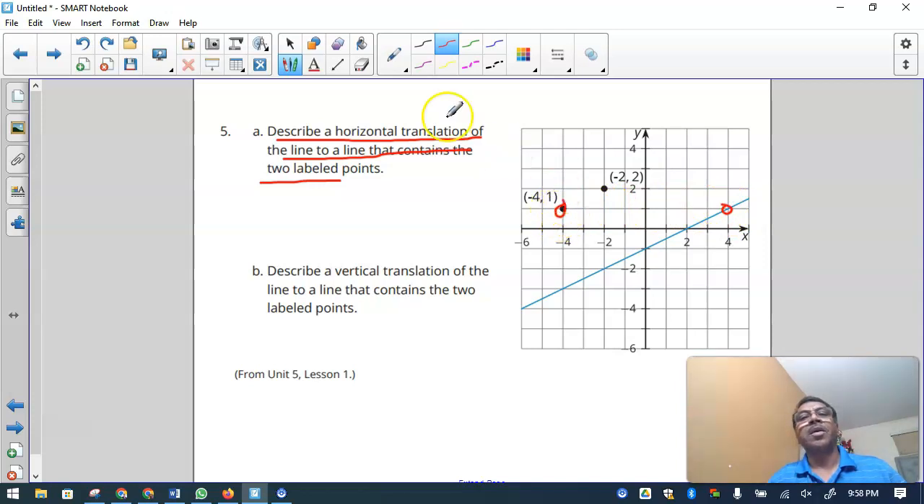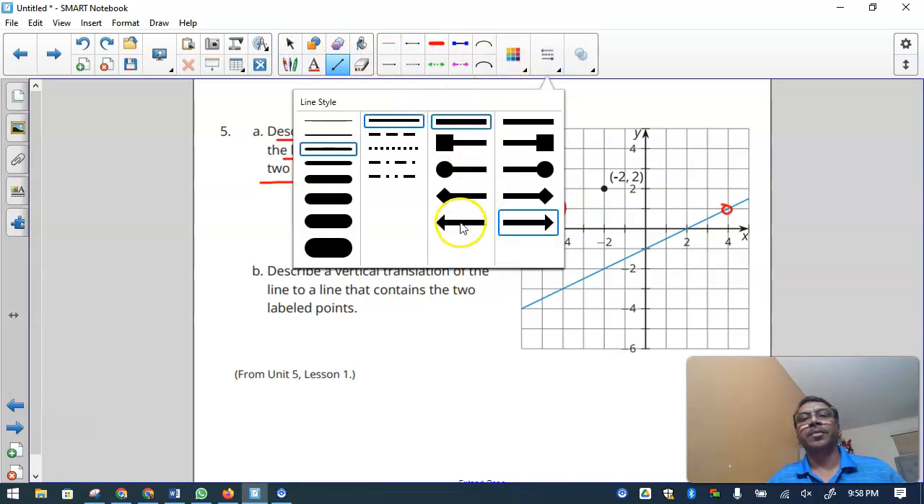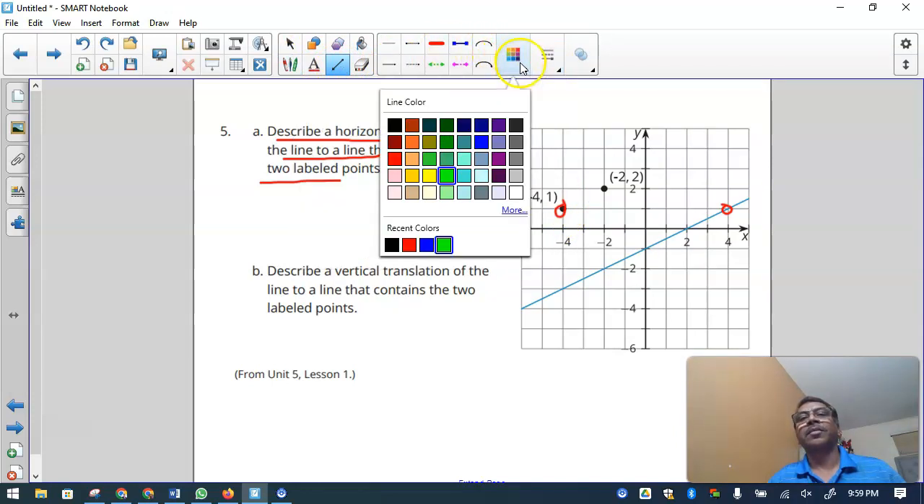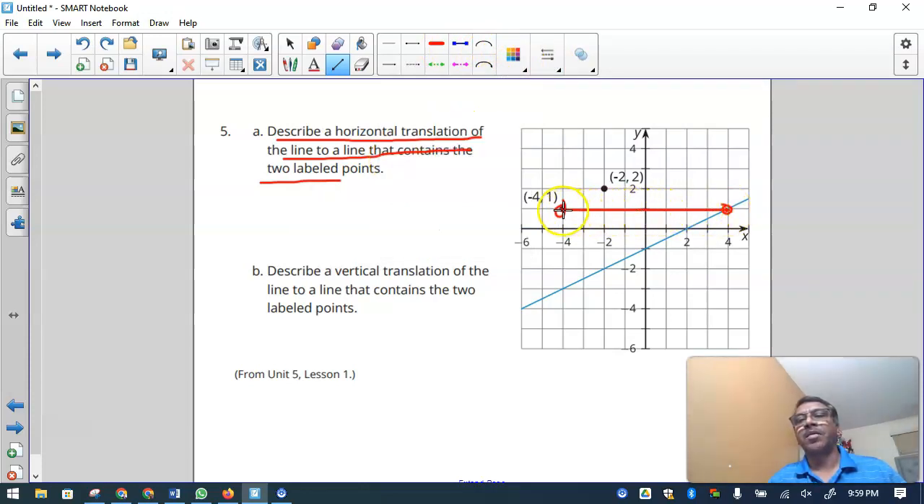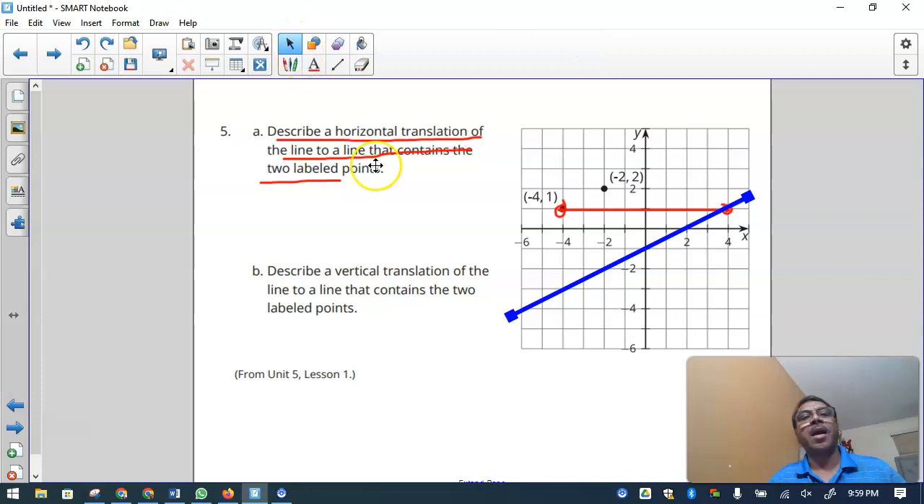Let me use some color. So from here you go all the way. That's a horizontal translation of 1, 2, 3, 4, 5, 6, 7, 8. So you move to the left. That means the blue graph that you see, this one, the main graph, is shifted like this, correct? So this is what the graph is.